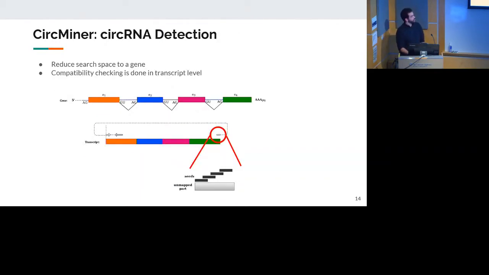So we got the partial mapping from the previous stage, but there's a missing part. So here we try to find that part. We use overlapping seeds with a smaller k-mer size to find this unmapped part. And after we find that, we do some compatibility checking within the transcript to finally report the circular RNAs.